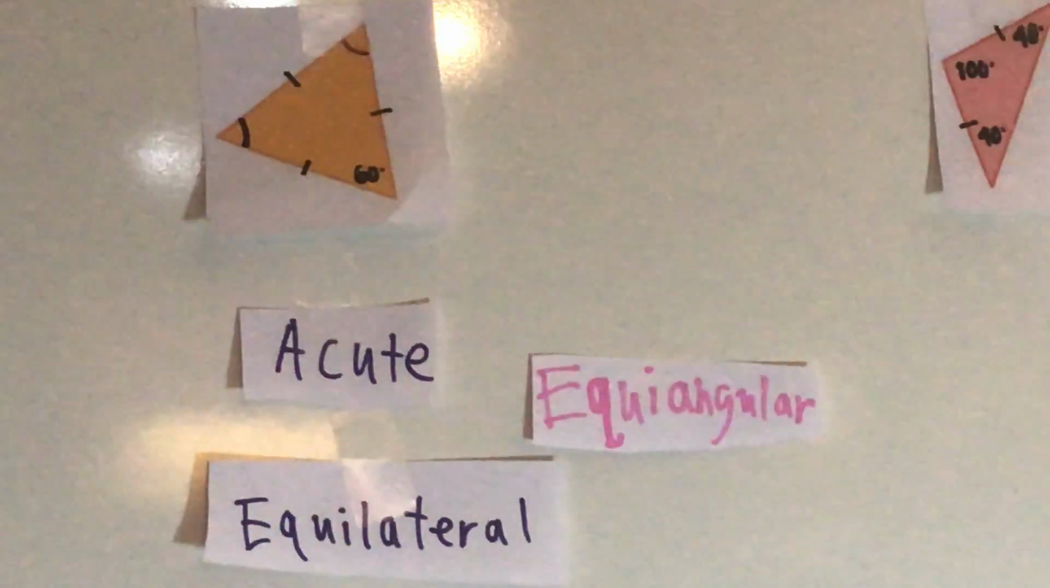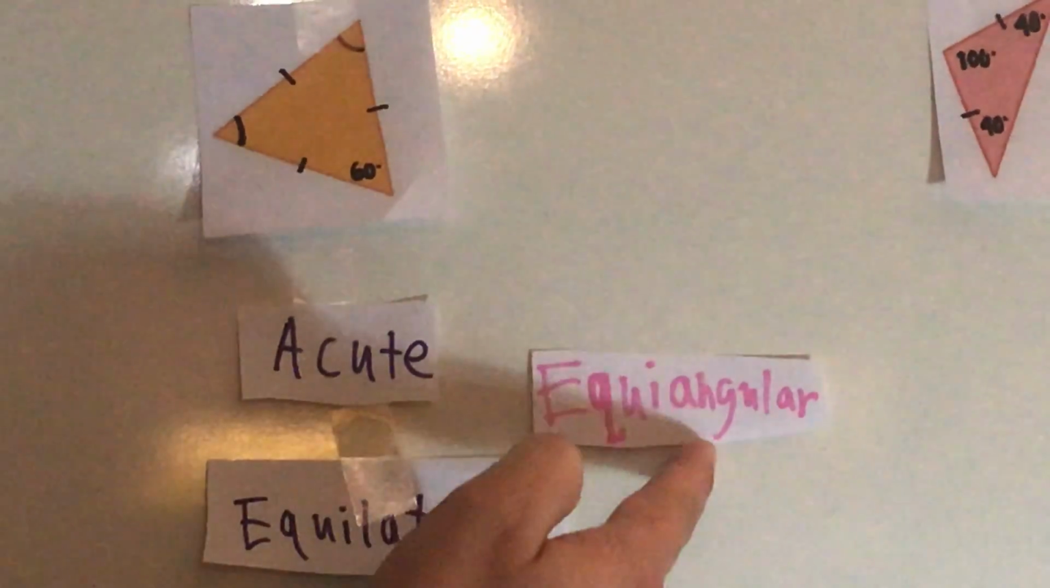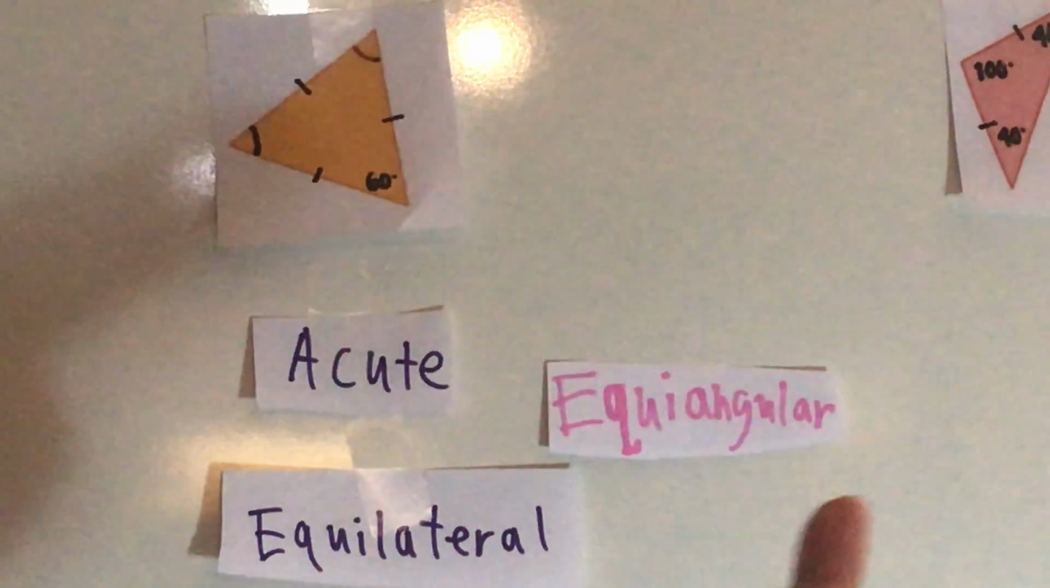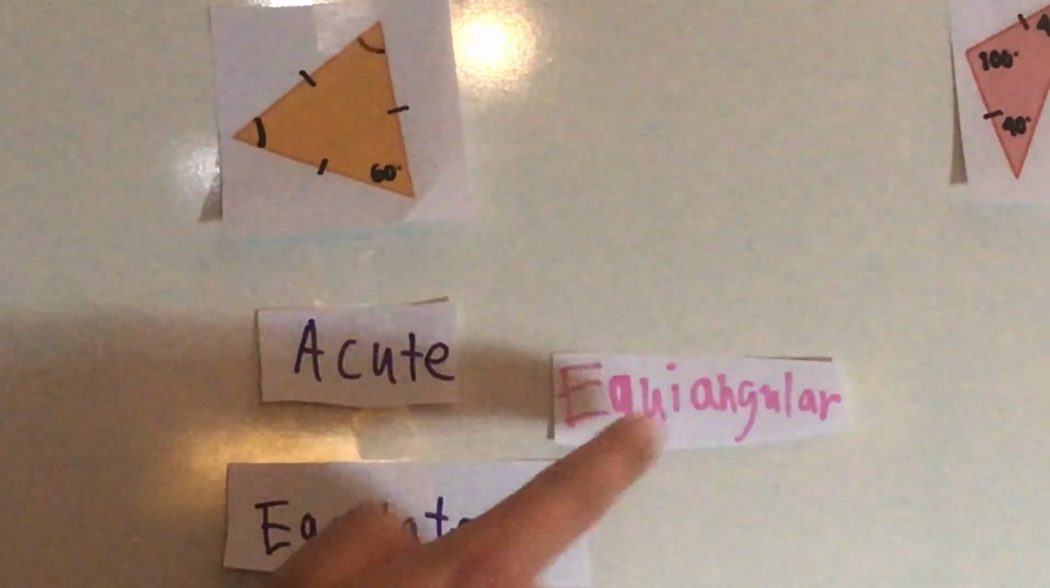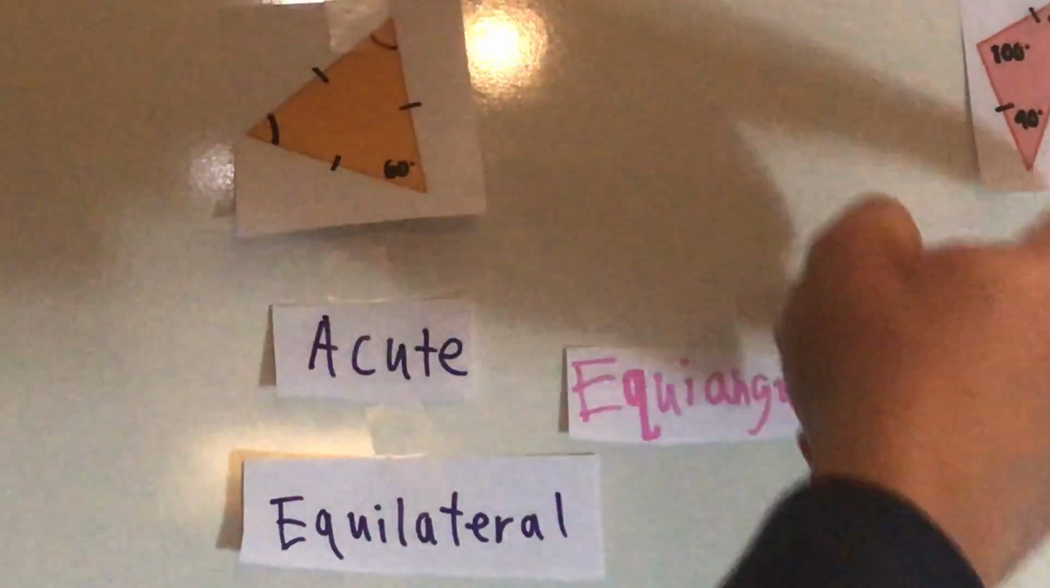Some books, some tests are going to call this just acute equilateral. Some will call it equiangular equilateral. Some might just say one of these two words right here. You should know it's all of these things if that's the case. Okay, checking out this last one.